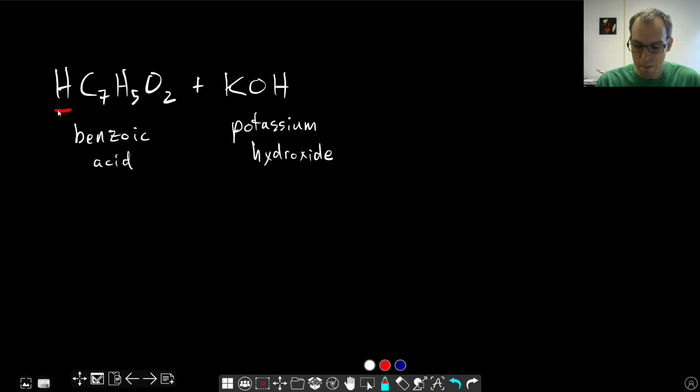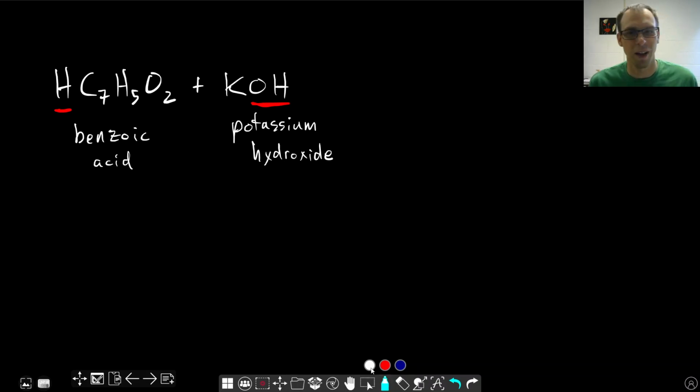And again, not all bases, but many bases are going to have hydroxide ion in them, and that makes them a base. And so here's an example of an acid-base reaction. What we'll do in this video is predict the products of this reaction, and then write out the total ionic equation and the net ionic equation for this reaction. So let's start here. We have recognized that we have an acid and a base.